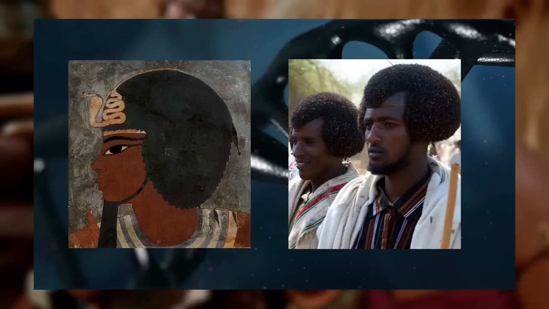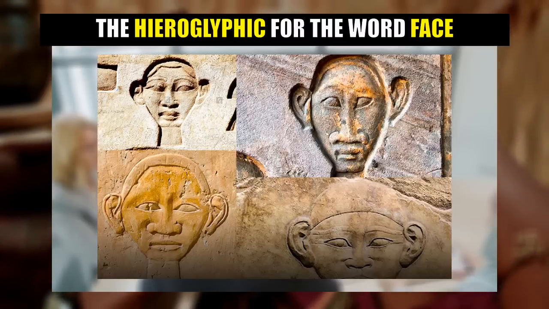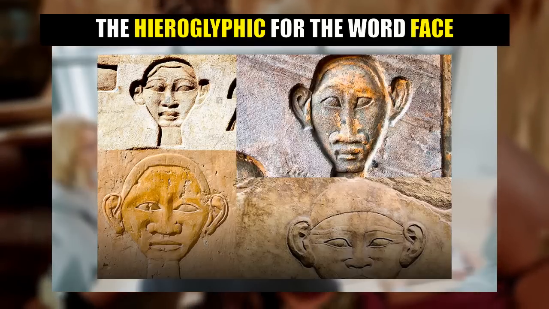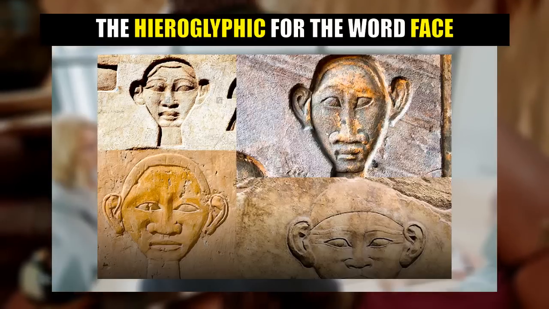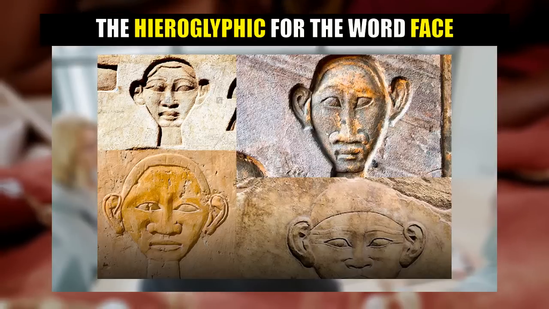Now, who were these people? Well, they looked like this. This is the image that just ends the debate on the peopling of ancient Egypt and what they looked like. They looked like this, with big flat noses, big nostrils, full lips. Why do I say this? Because this is consistently how they represented the hieroglyph for face. When they wanted to say face, they drew this.